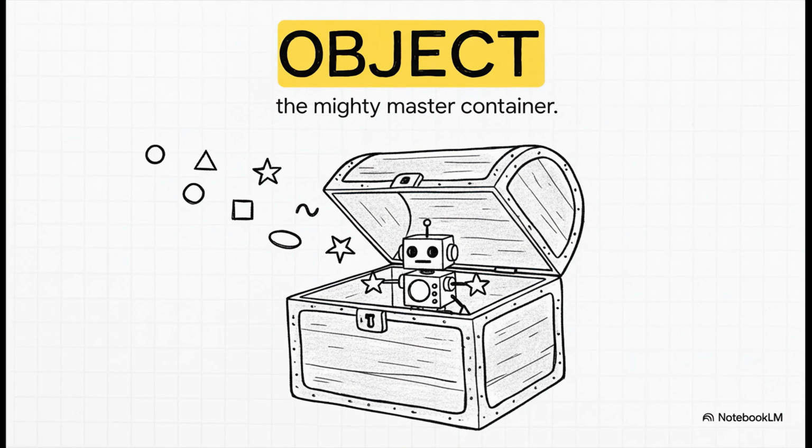And then there's the one non-primitive type, the mighty object. This is the master container. It's used to group values together and build much more complex things. Pretty much everything more complicated in JavaScript, like arrays or dates, is actually built on top of the object.